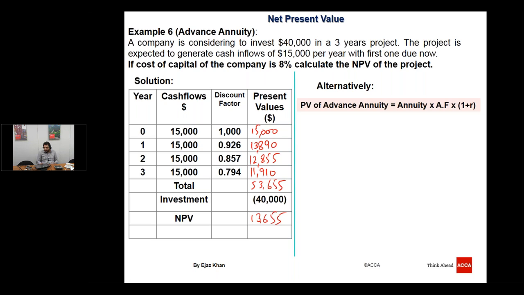So this is the answer. Okay, tell me what's the difference between the question that we have just solved and the previous question. Because unless and until we know the difference between different types of questions, we won't be able to use the right approach to solve them.